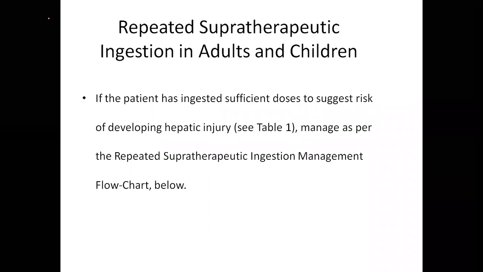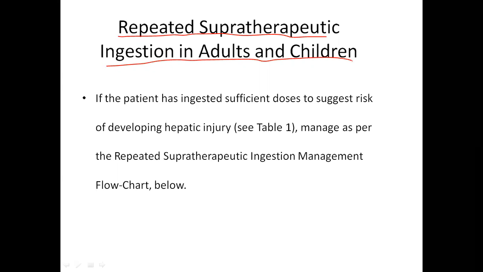Now this was the treatment plan for acute single injection. Now, what is the treatment plan or the chart for repeated supratherapeutic injection? Here, the patient or the victim takes multiple doses of paracetamol within 2 days, within 3 days, multiple, repeated. So, what is the chart?